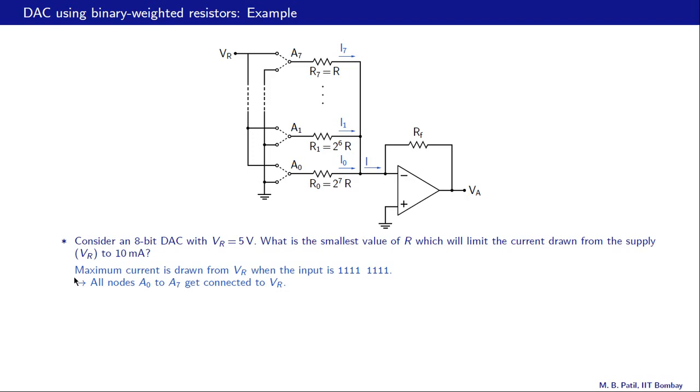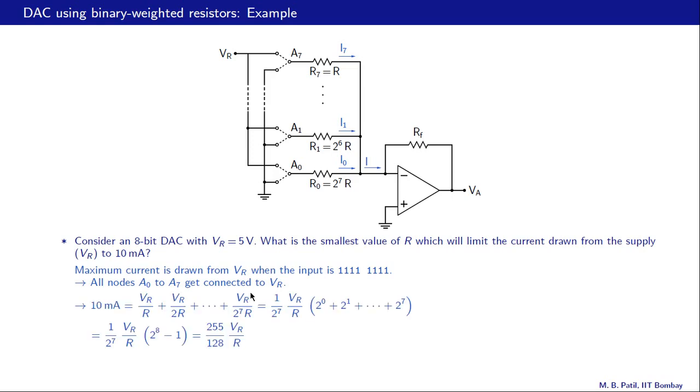Maximum current is drawn from VR when the input is 1111 1111. That is, all nodes A0 to A7 get connected to VR. Alright, and that maximum current is restricted to 10 milliamps. So therefore we equate 10 milliamps to VR by R, that is the current through this resistance, plus VR by 2R, the current through the next resistance, and so on, all the way up to VR by 2 raised to 7R, that is this current.